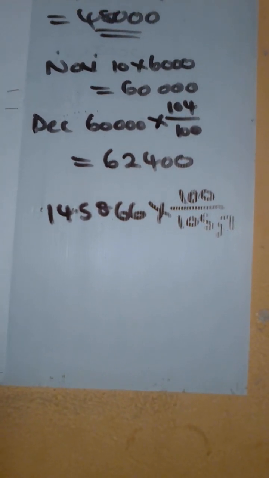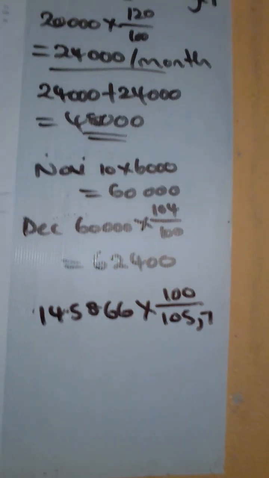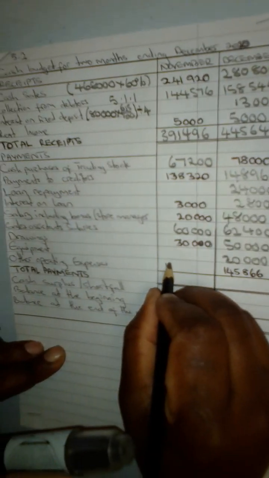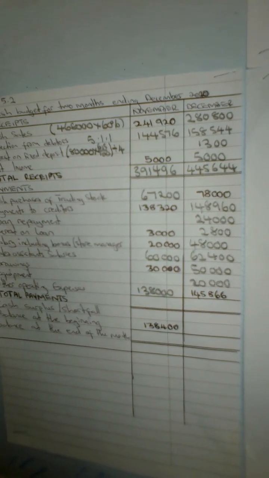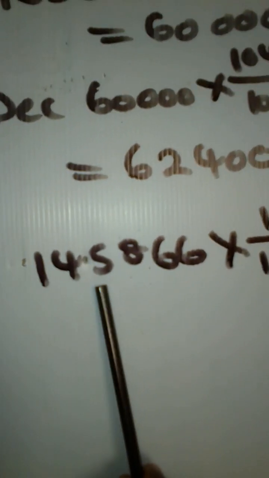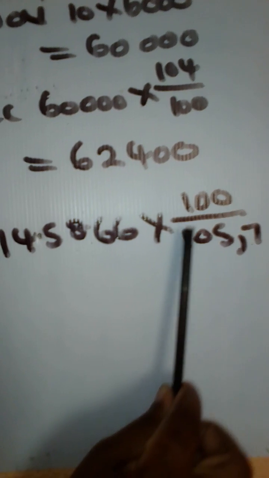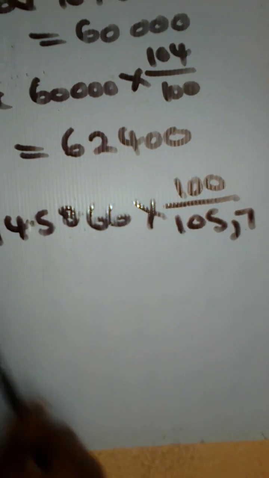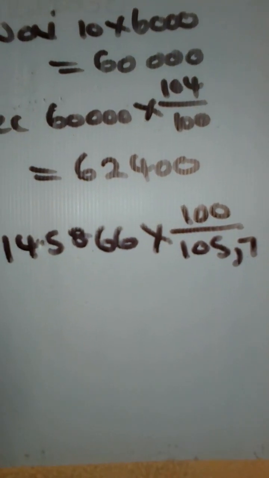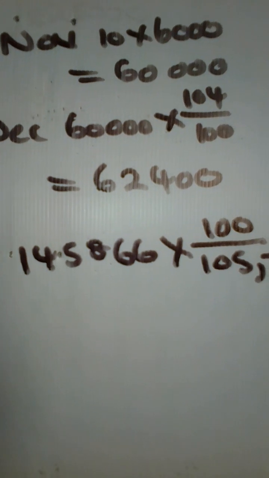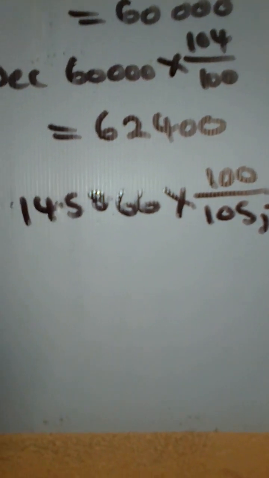Okay, so when we do that calculation, let me go to my calculator, it's going to be 138,000. Okay, so the calculation is this one that I've done. 145,866 times 100 over 105.7. We just removed the 5.7 because they said each and every month they are increasing by 5.7. So it means the money for November is 5.7 less than the money for December. Okay, so now we are done with everything.